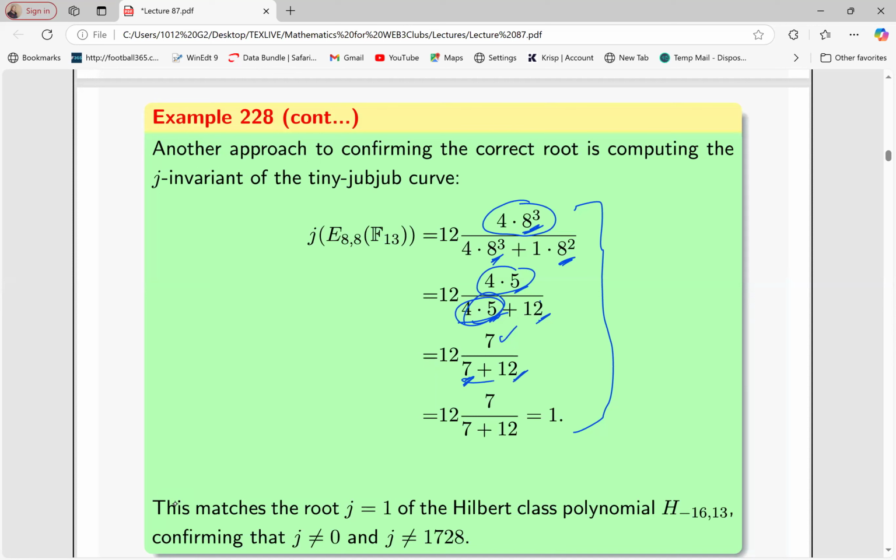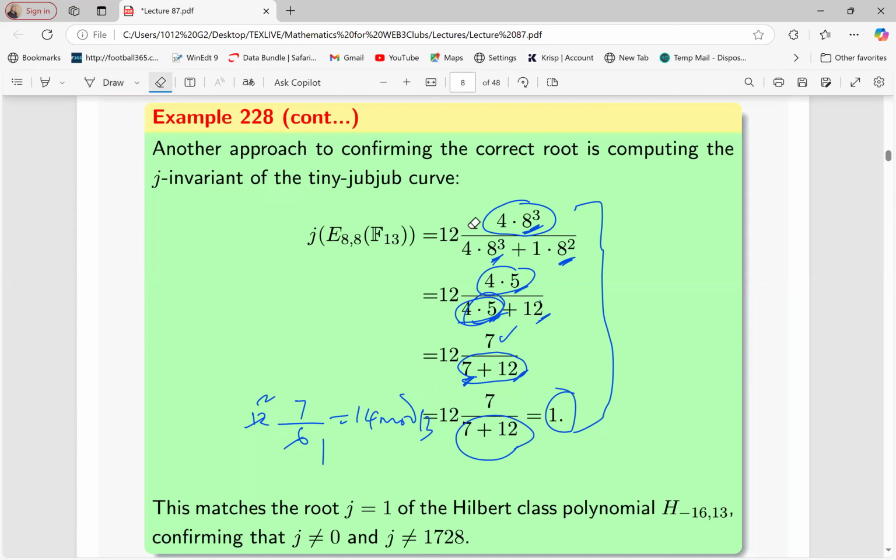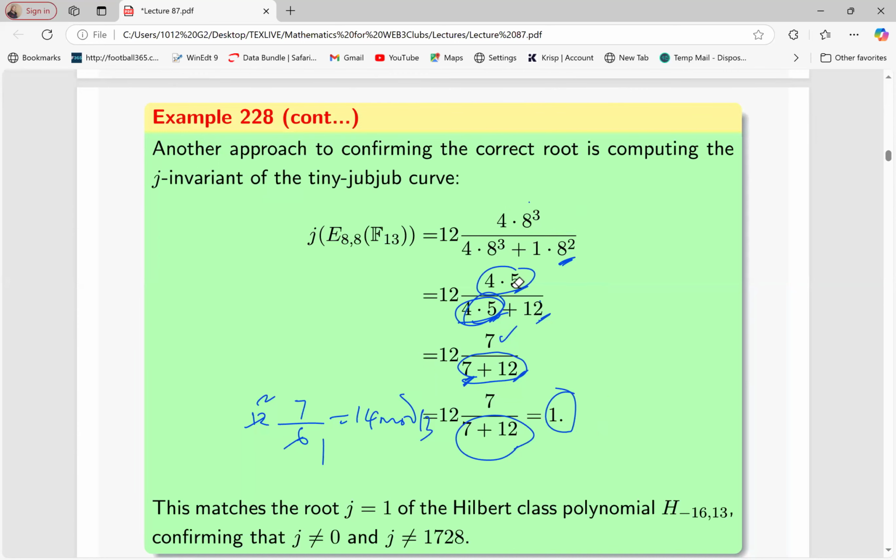Now the denominator we have is 19, and 19 mod 13 is just 6. So this will go here 1, twice, and this is 14 mod 13. This will give you 1. So this is just proving that 1 is the correct J invariant, not 12. So when we reach there again, we drop the 12 and only consider 1.